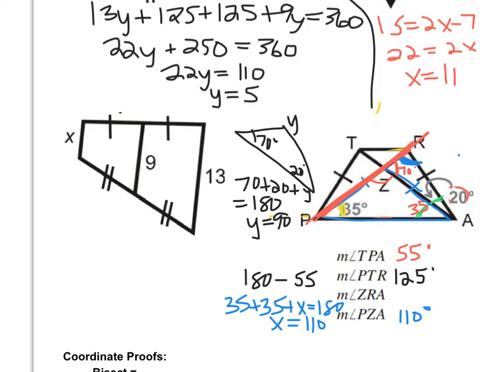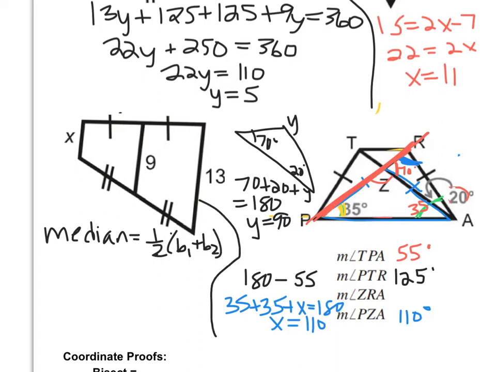Another thing we talked about with trapezoids was finding the median. So the formula for the median was 1/2 B1 plus B2, which now should be kind of familiar because it's really the same as the area formula, except for it's missing the height. So the median in this problem is 9, so 9 equals 1/2 B1, let's call it x, plus B2 is 13. So 9 equals 1/2 x plus 13 over 2.